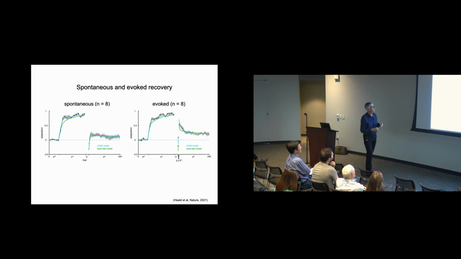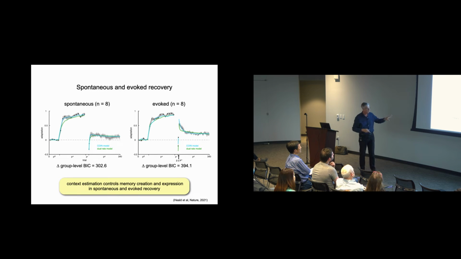If we fit the coin model to it, it actually does a better job on both of them. It can explain both the evoked and the spontaneous recovery. And if you do BIC, we win hands down. So it suggests to us that actually context estimation is controlling, in this case, memory creation and expression, and it can explain spontaneous and evoked recovery in a normative way.